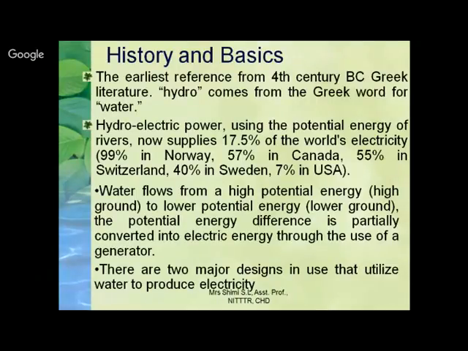Okay, so it started from the 4th century, and now if you see hydroelectric power, using the potential energy of rivers, 17.5% of the world's electricity is obtained from this. So you can see that 17.5% of the world's electricity is generated by hydroelectric power, and this is 2013 data. 99% in Norway, 57% in Canada, 55% in Switzerland, 40% in Sweden, and 7% in USA. Even in India, if you see, we are also dependent on this hydro.